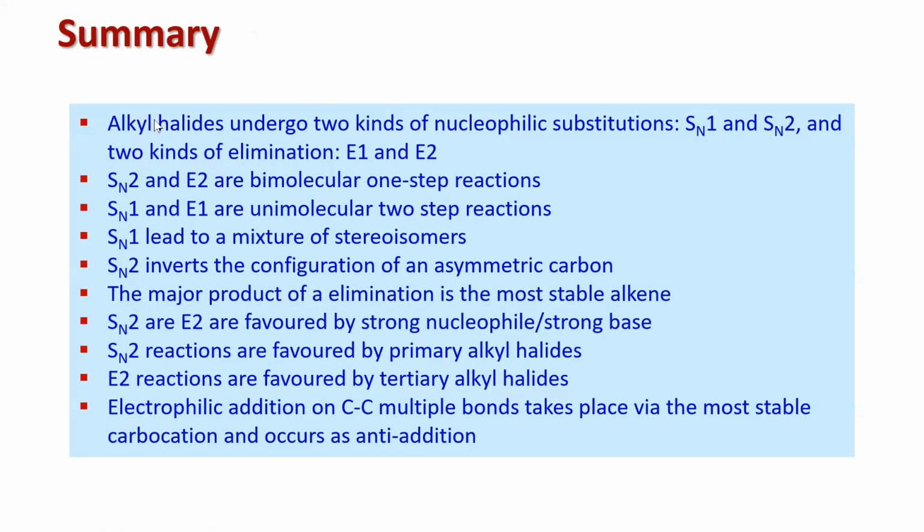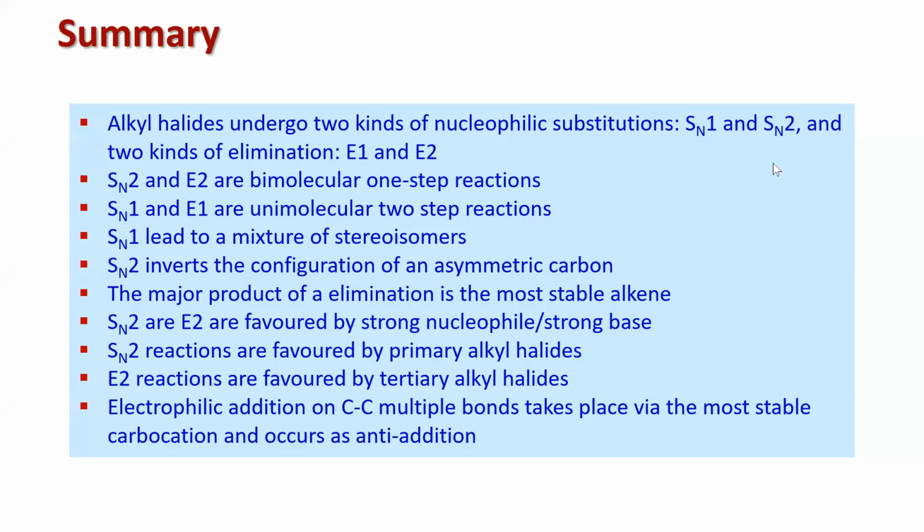Okay, so if I summarize what we have learned today, or what you have to learn in your course material, I don't have to explain all this. We have discussed alkyl halides that can undergo two kinds of nucleophilic substitution, SN2 and SN1, and eliminations are also two types, E1 and E2. SN2 and E2 are bimolecular, one step, and we have the unimolecular, two step ones. SN1 leads to a mixture of stereoisomers, racemization. SN2 inverts the configuration.